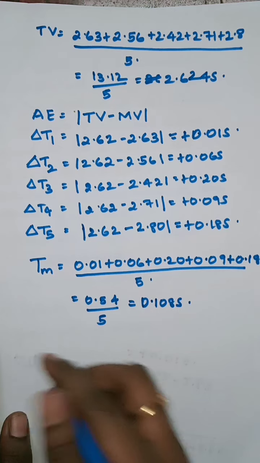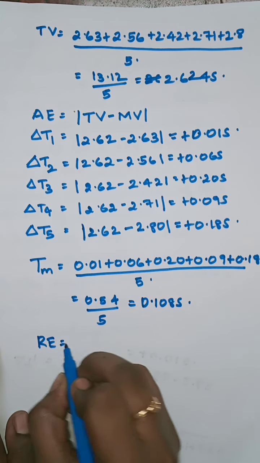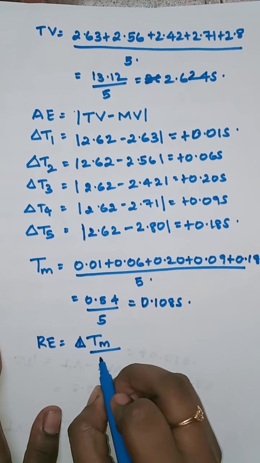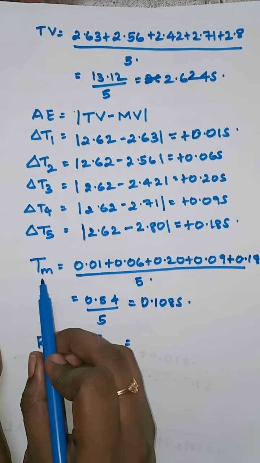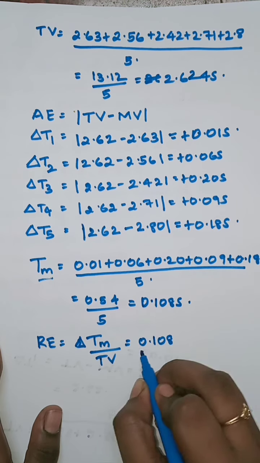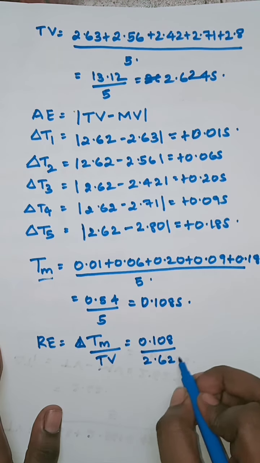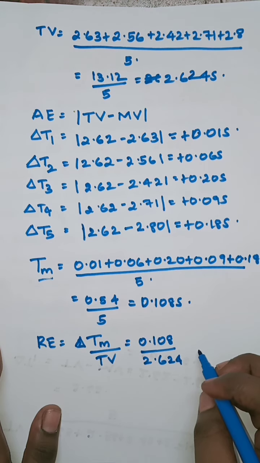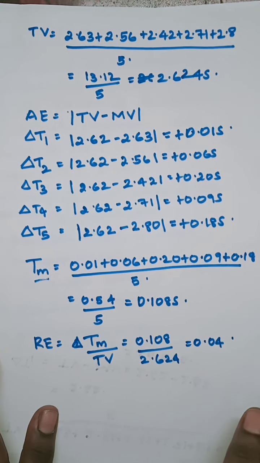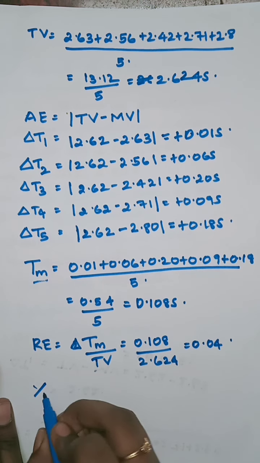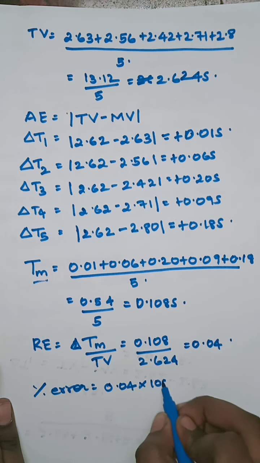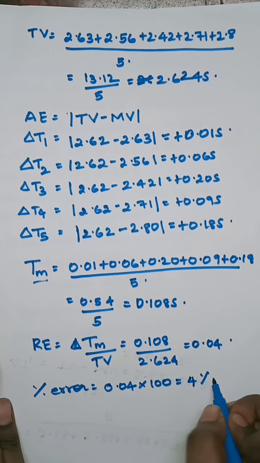What is relative error? Relative error is equal to mean absolute error divided by the true value. What is the answer you get? Just pause the video and try to solve it. Now, if they ask you for the percentage of relative error, what will you do? 0.04 into 100, which is nothing but 4%.